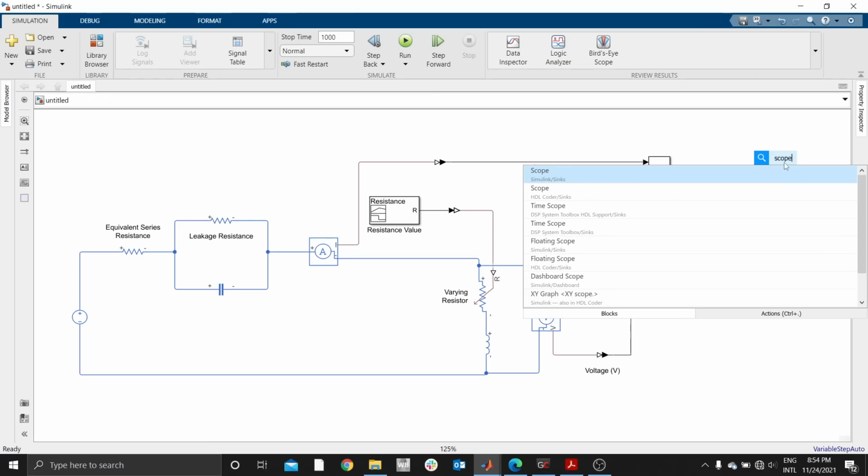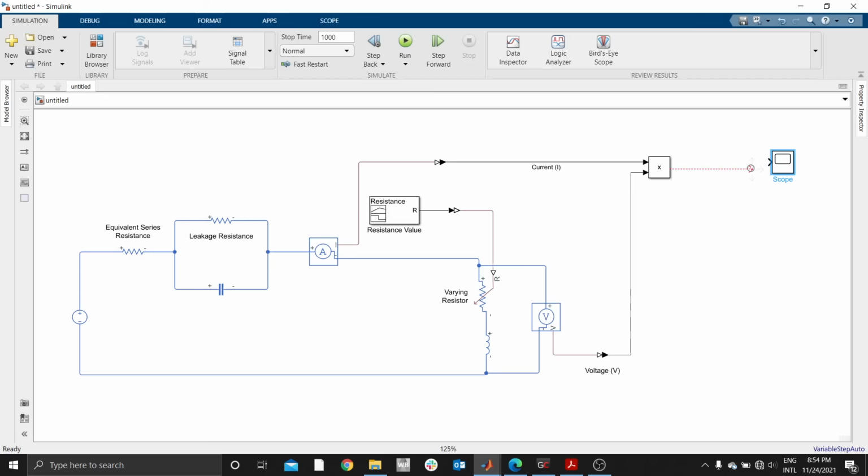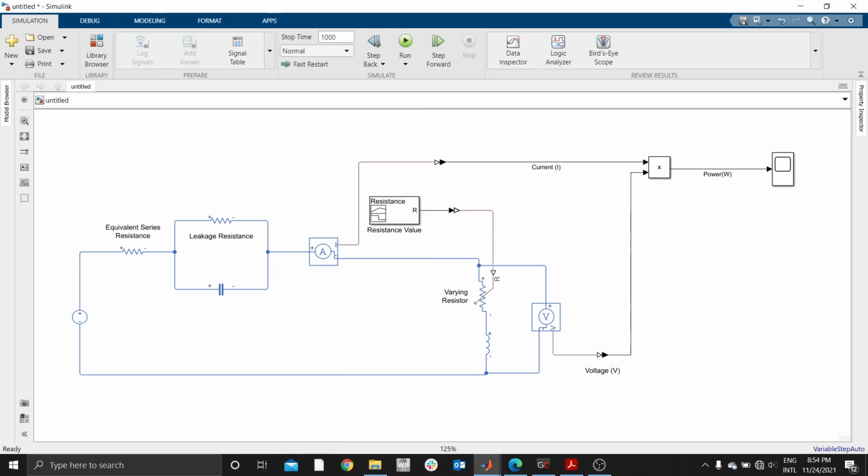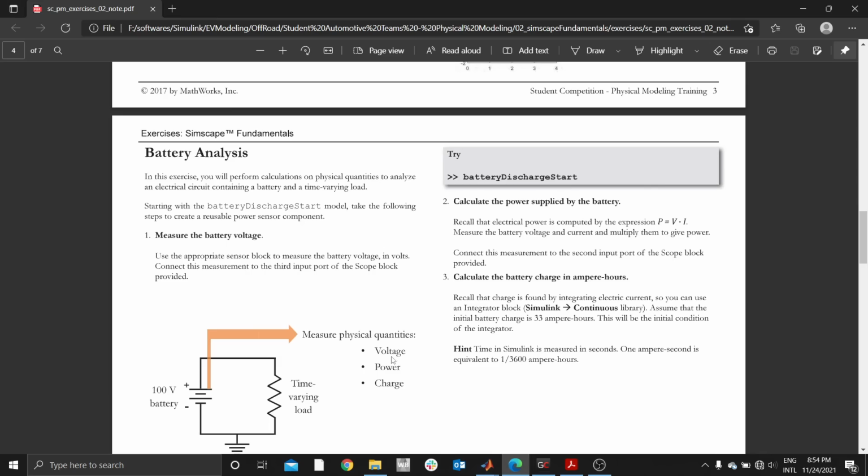Therefore, you need a scope to display the power. You need power like that. That is power in watts. Remember, this is per second. Therefore, for us to get this power, we need to multiply V times I. Okay, that is power.